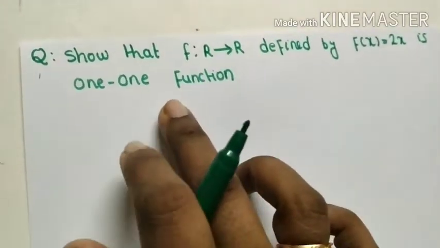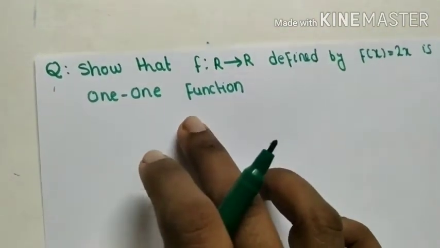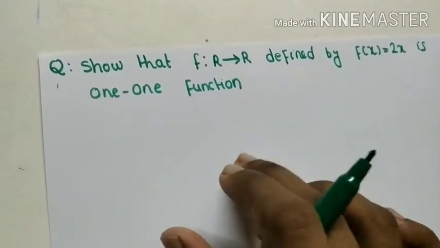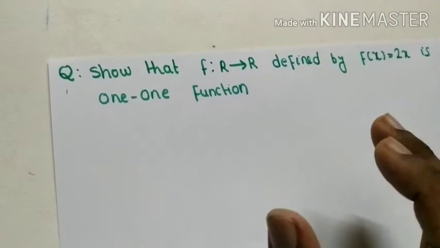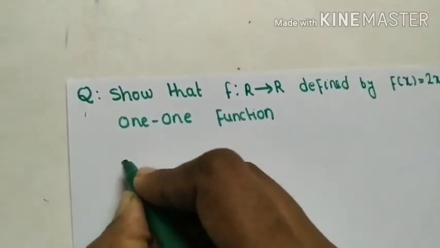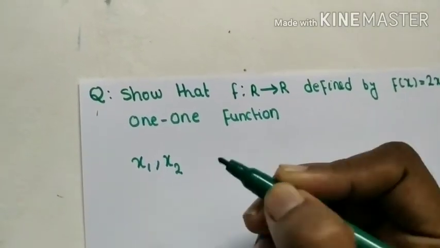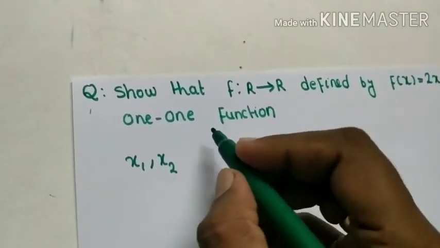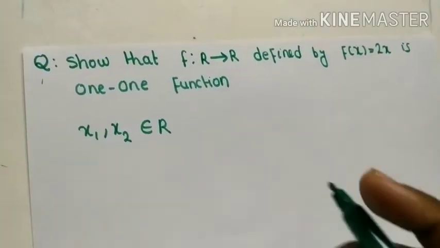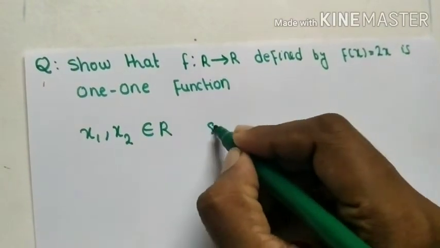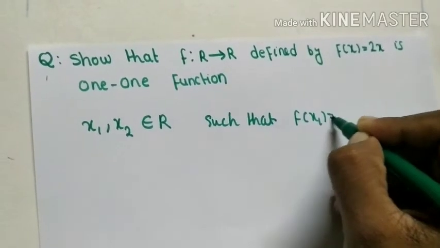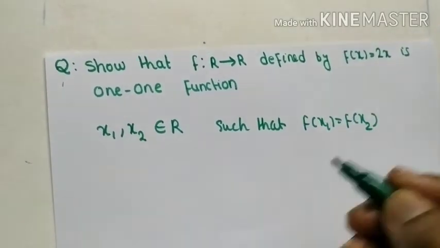Here is our next question. In this question, we need to show that the function f from R to R defined by f of x equal to 2x is 1-1. So, let x1, x2 be any two arbitrary elements from the domain R of the function f such that f of x1 equal to f of x2.